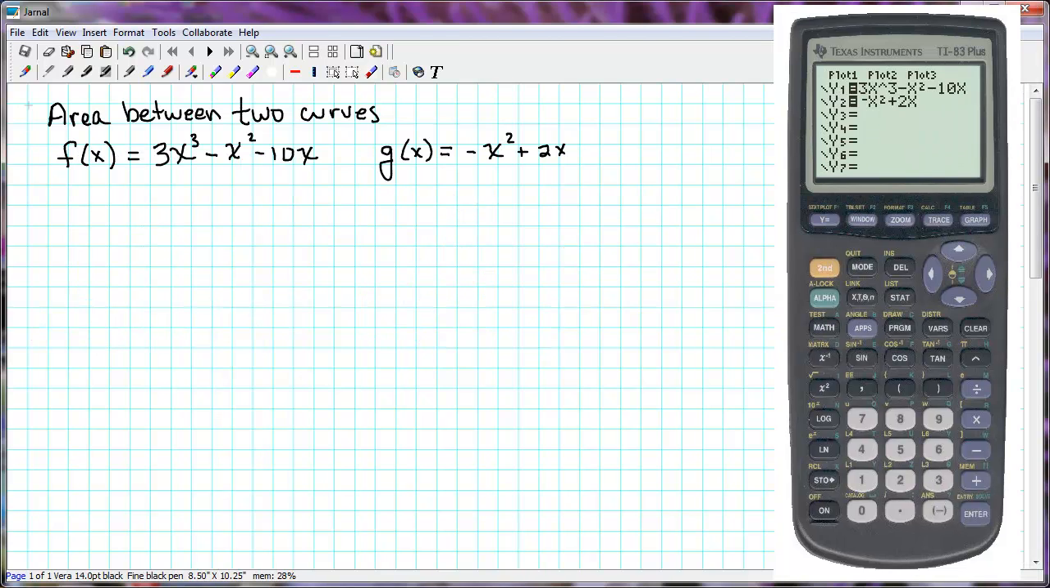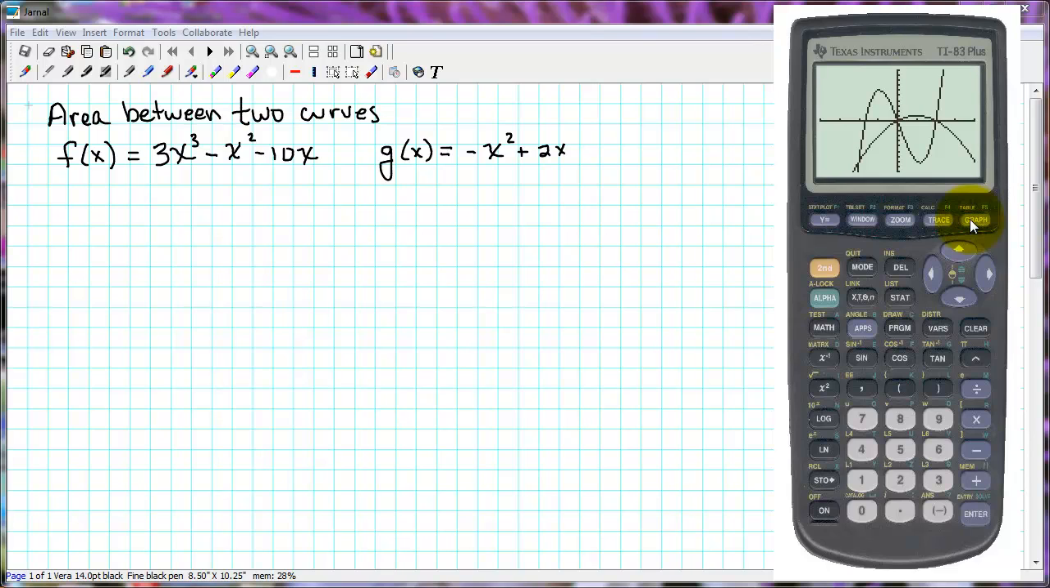Hello, this is Mr. T with another area problem. Again, area between two curves. This time we have these two functions, f of x and g of x. I've entered them into the calculator here so we can take a look at what they look like. So our first function, f of x, is this cubic, and our g of x is this parabola.